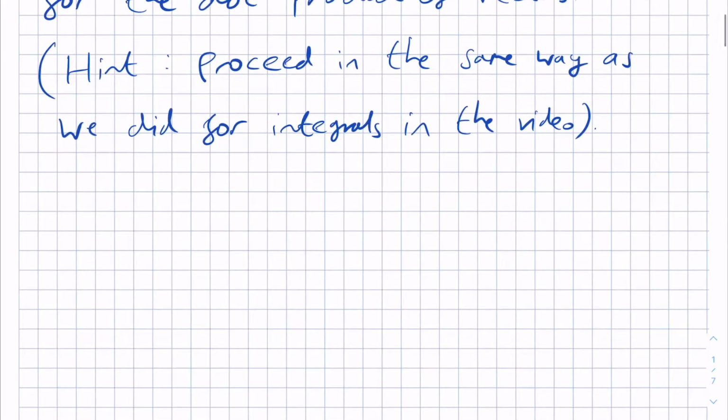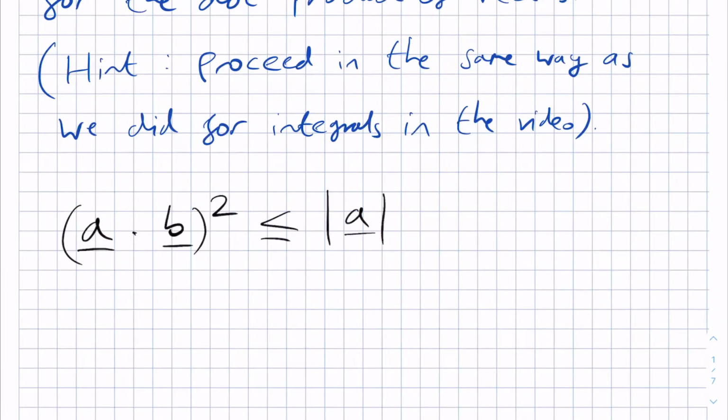We want to show that a dotted with b all squared is less than or equal to the modulus of a all squared times the modulus of b all squared. This is the Cauchy-Schwarz inequality.